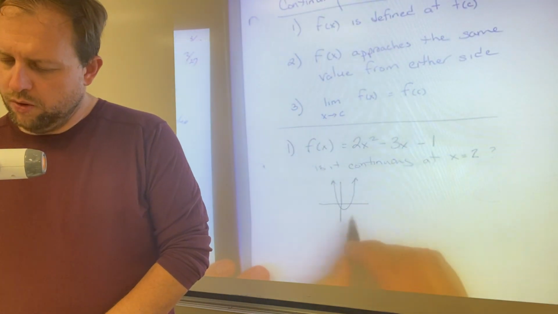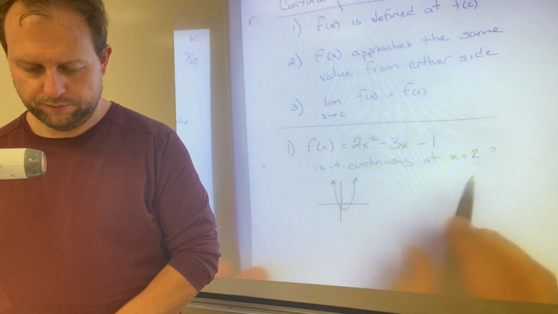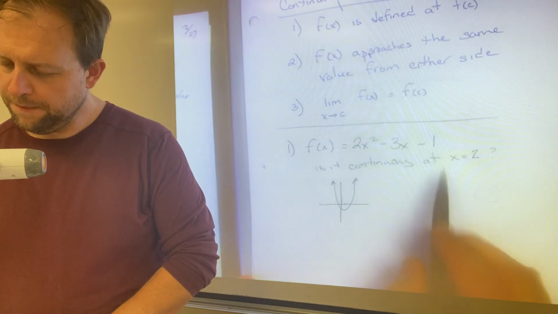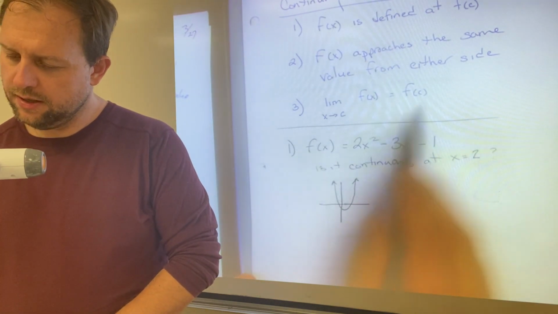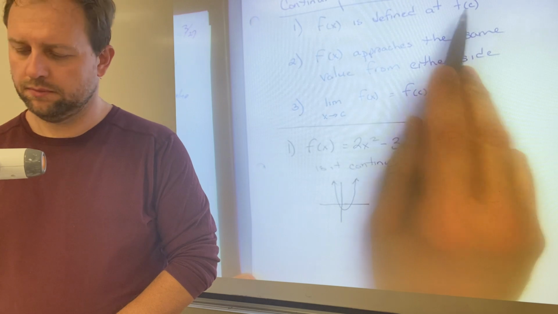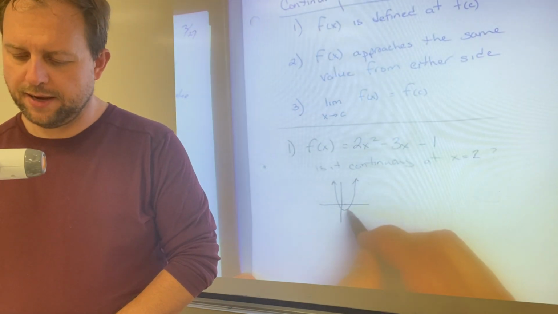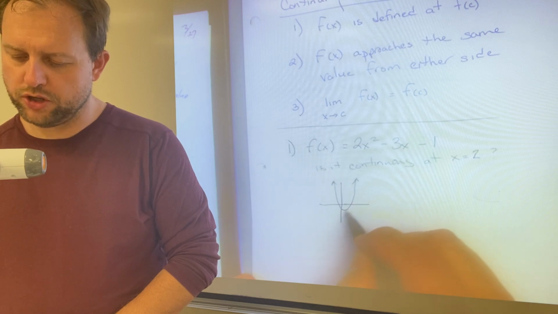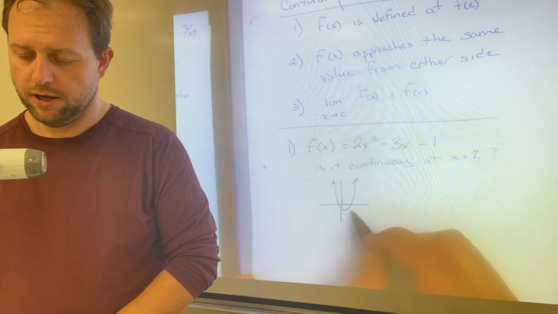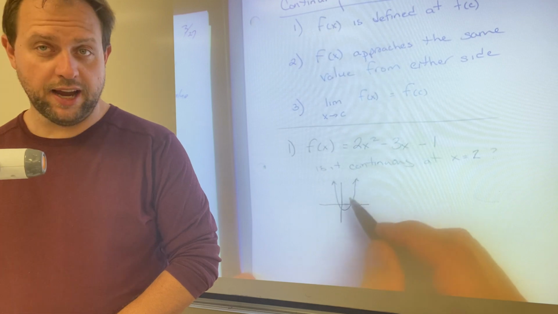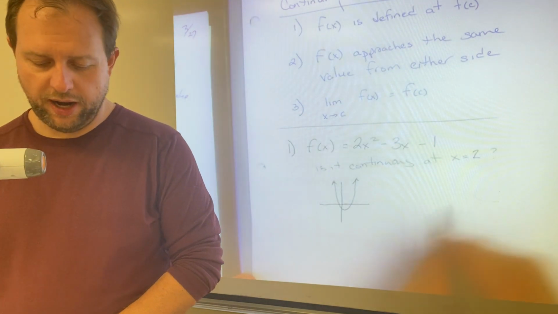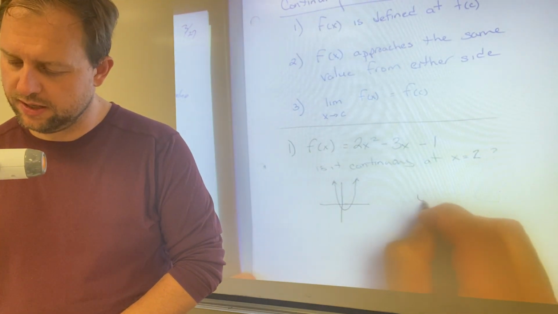So at 2, it has a defined value. It is approaching that same point from either side, and the limit that it's approaching is that point. So for a quadratic or a line with no gaps or anything, our answer, if it's continuous, is yes.